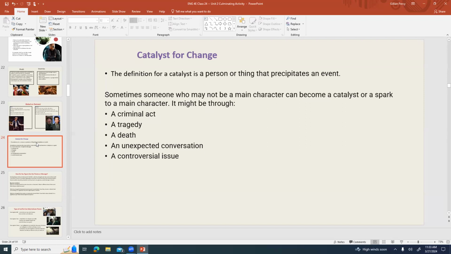Maybe they do a criminal act. Maybe there's some sort of tragedy involving them, like maybe even a death. Maybe there's some sort of strange, unexpected conversation or a huge controversial issue. I was trying to think of how to phrase that. I can't think of any other way other than somebody who's a catalyst, somebody who shows up and suddenly everything changes because of them or something they do or something that happens to them. So that can be a type of character as well that you need to mention.